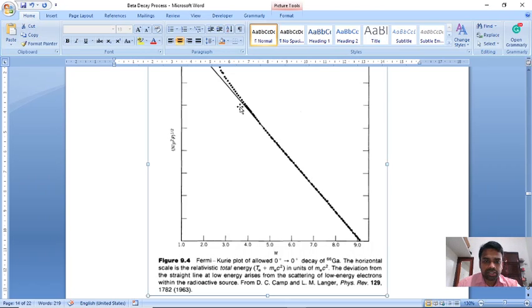This deviation at this low energy arises from the scattering of low energy electrons within the radioactive source.